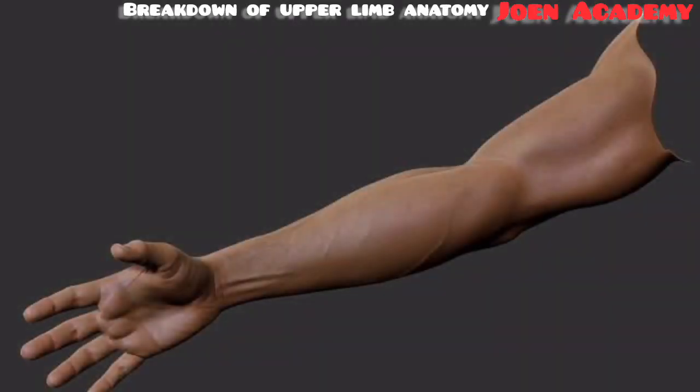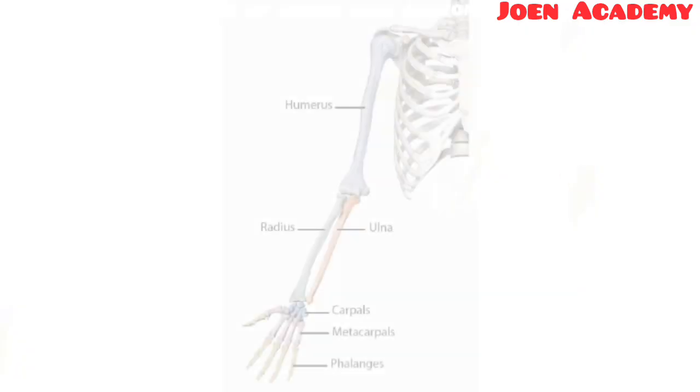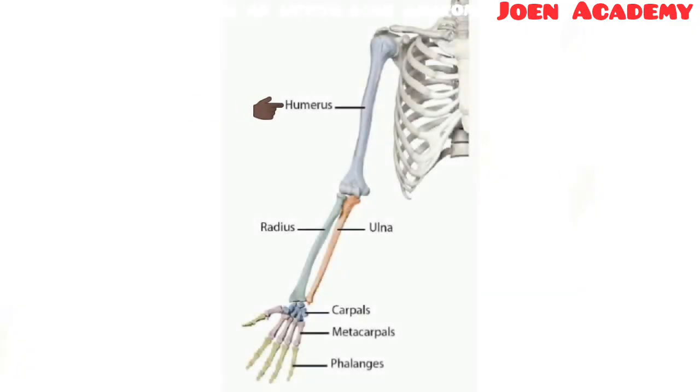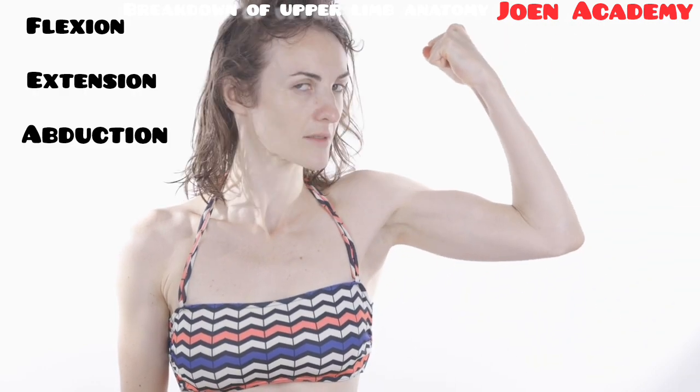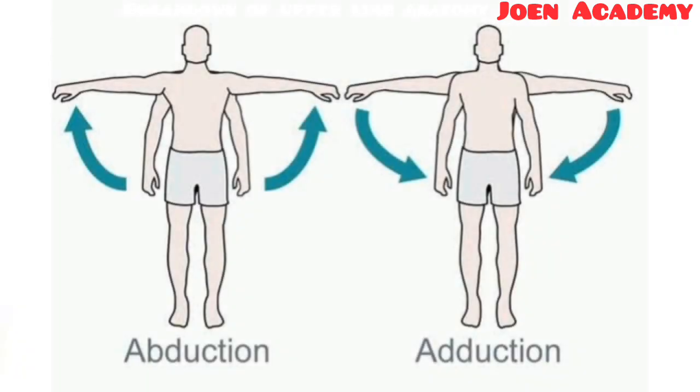The next region of the upper limb is the arm. The arm is the uppermost segment of the upper limb, and it extends from the shoulder to the elbow. It contains one bone called the humerus. The humerus is actually the longest bone in the upper limb, and it is responsible for arm movements like flexion, extension, abduction, which is the raising of the arm away from the body, and adduction, which is the bringing of the arm towards the body.